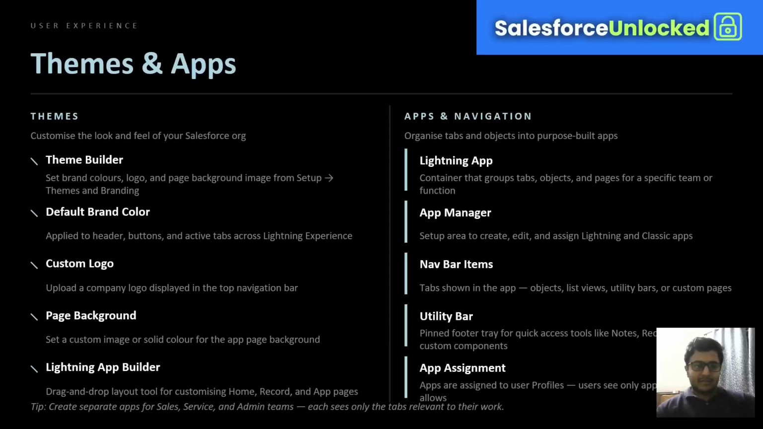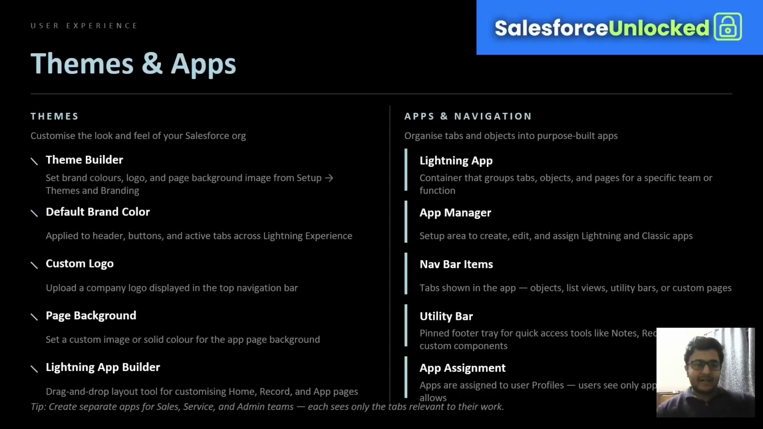Then comes the custom logo, which lets you upload a company or client logo, which appears in the top left corner of the navigation bar. Then comes the page background, which lets you set a custom wallpaper style image or a solid color behind the main content area. It is a very subtle but effective touch for white labeling.